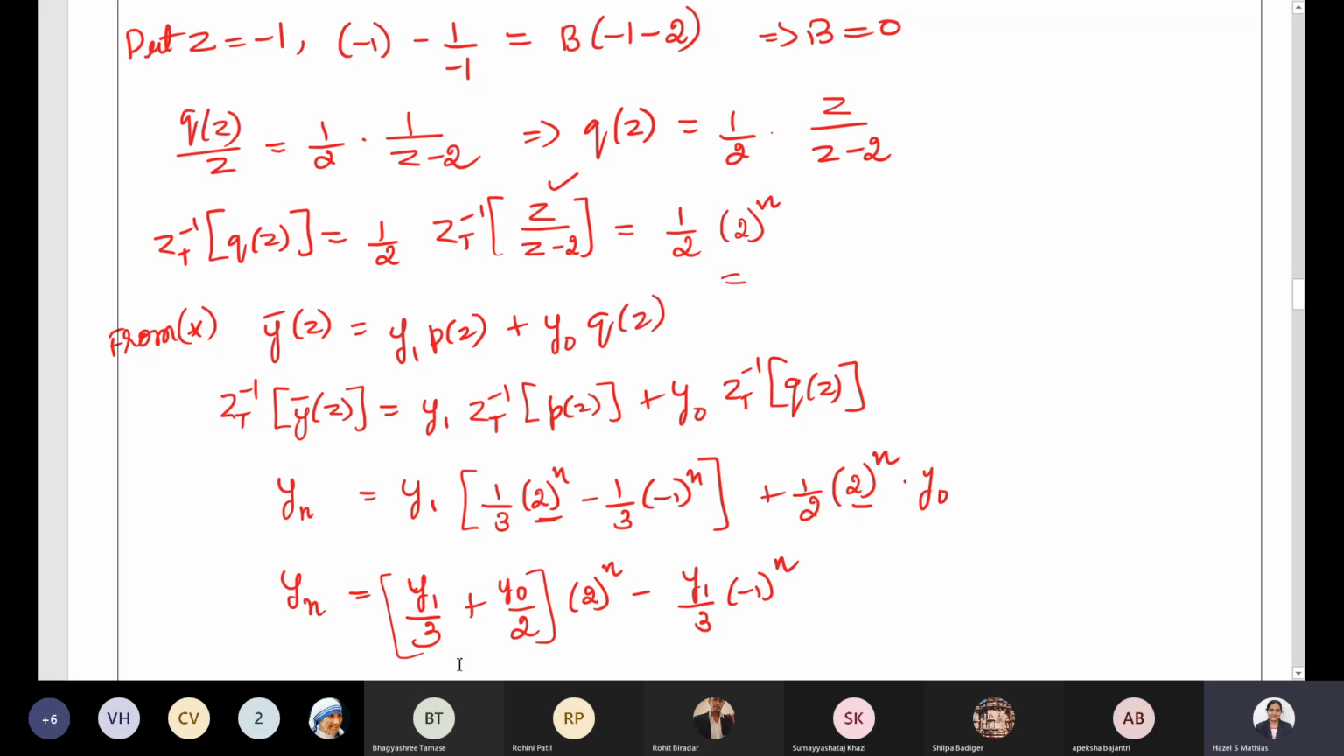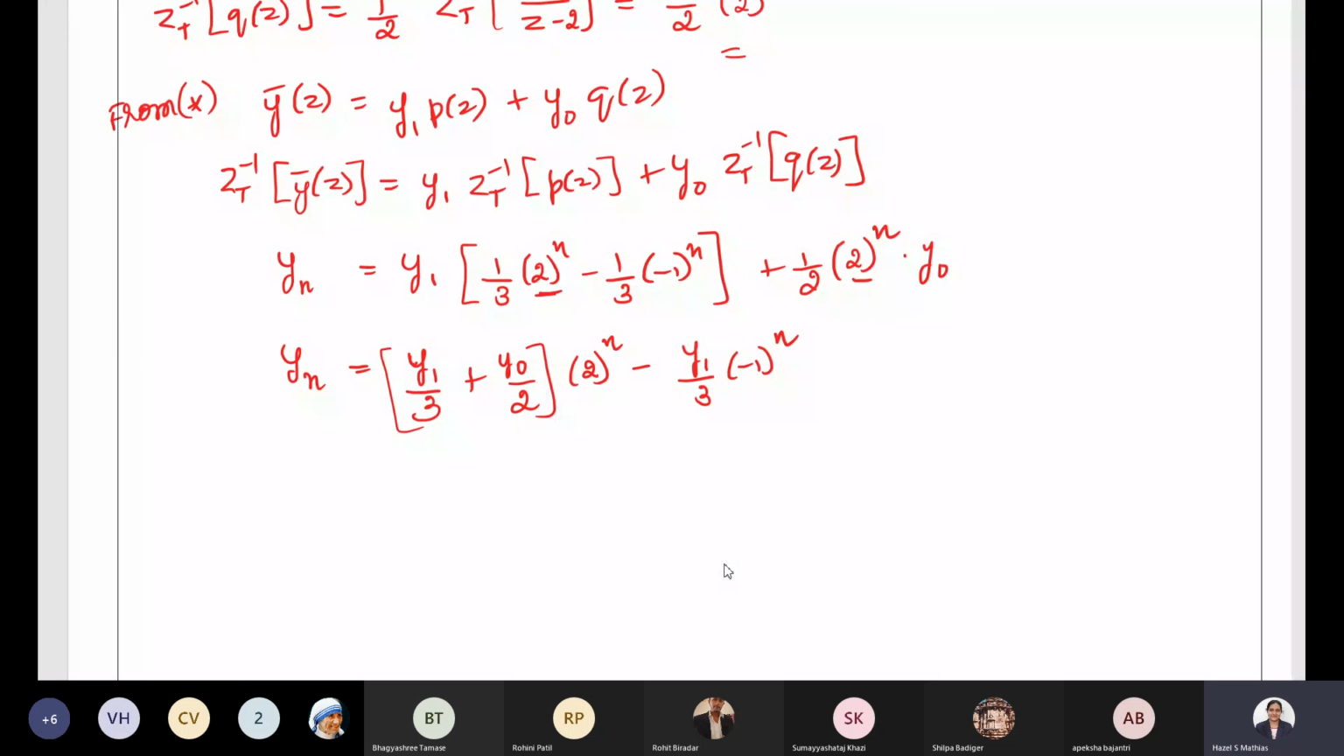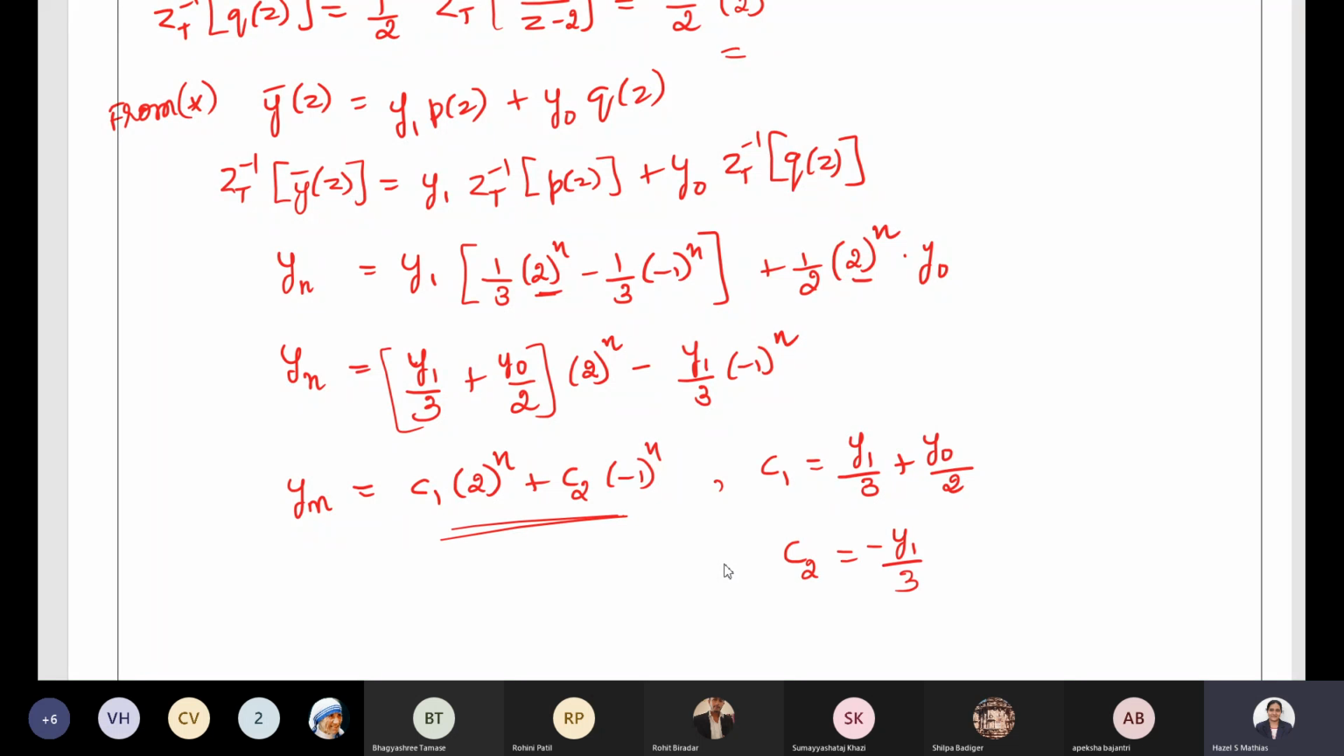So in simplification we can write it as y_n equal to c1 into 2 power n plus c2 into minus 1 power n, where c1 is y1 by 3 plus y0 by 2 and c2 is minus y1 by 3. So this is the solution of the difference equation which is given.